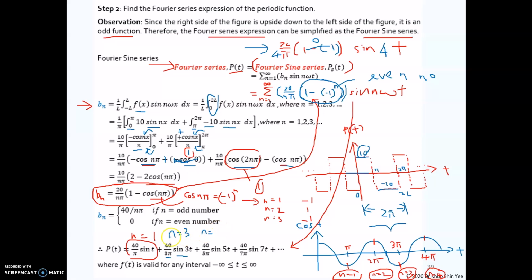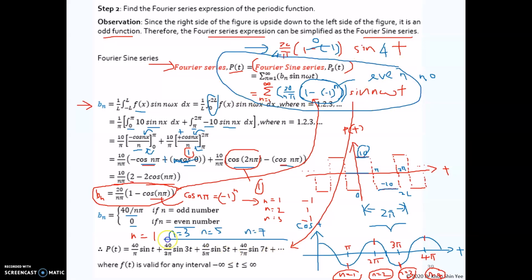So we just focus on the odd number here. So you can see the pattern 1, 3, 5, 7, 9, and so on. So you have 40 over pi, 40 over 3 pi, 40 over 5 pi, 40 over 7 pi, and so on. So from here you can see your Bn is equal to 40 over n pi when your n is odd number, and your Bn will be equal to 0 when it is even number. With that, we successfully obtain our Fourier series answer and success to expand it.